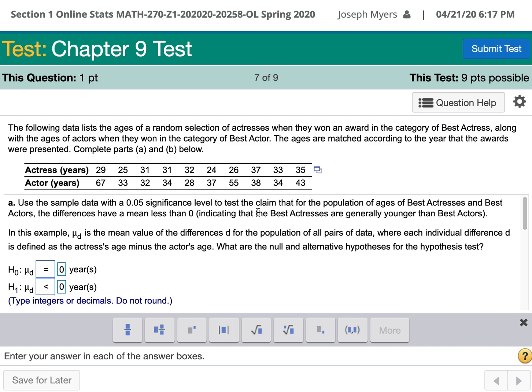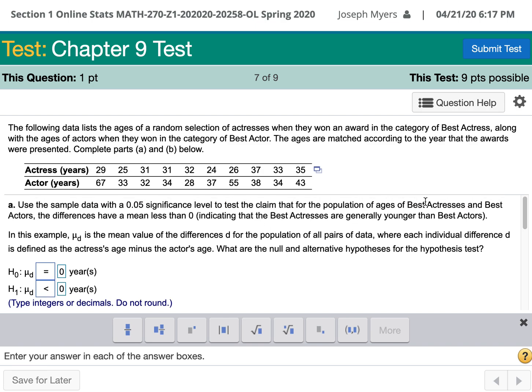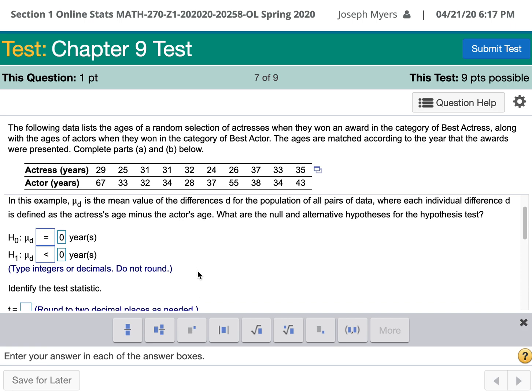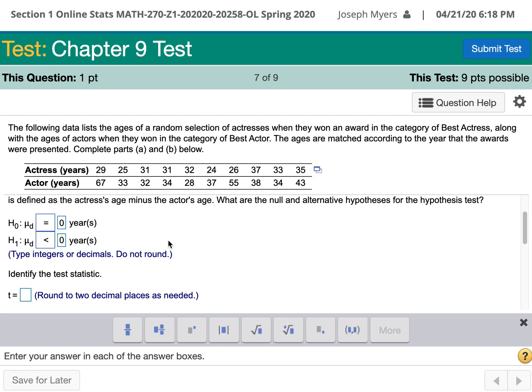So now what this means is, since the best actresses is first, that means that the difference is equal to the actress age minus the actor age. So if the difference between the actress minus the actor is less than 0, that means the actress would be younger than the actor. So we're actually testing the hypothesis that the best actresses are generally younger than the best actors. Well, is that true or not? Well, it depends. We'll find out if that conclusion is supported or not supported.